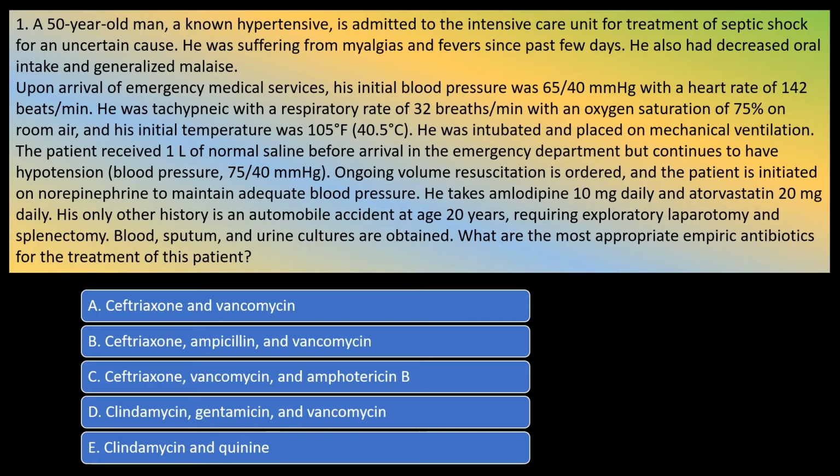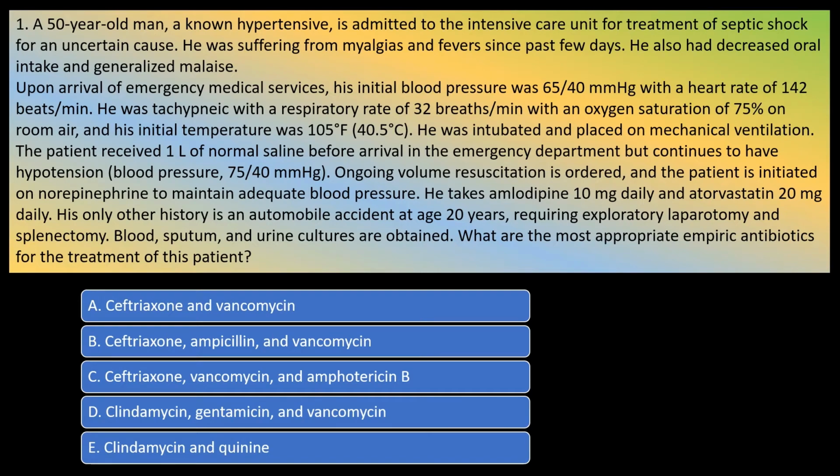He was tachypneic with a respiratory rate of 32 with an oxygen saturation of 75% on room air, and his initial temperature was 105 degree Fahrenheit. He was intubated and placed on mechanical ventilation. This patient received 1 liter of normal saline before arrival in the emergency department but continues to have hypotension, blood pressure 75 over 40. Ongoing volume resuscitation is ordered and the patient is initiated on noradrenaline to maintain adequate blood pressure. He takes amlodipine 10 mg daily and atorvastatin 20 mg daily. His only other history is an automobile accident at the age of 20 years requiring exploratory laparotomy and splenectomy.